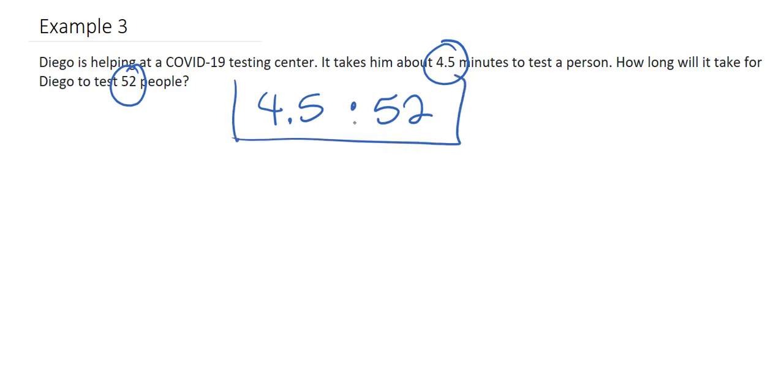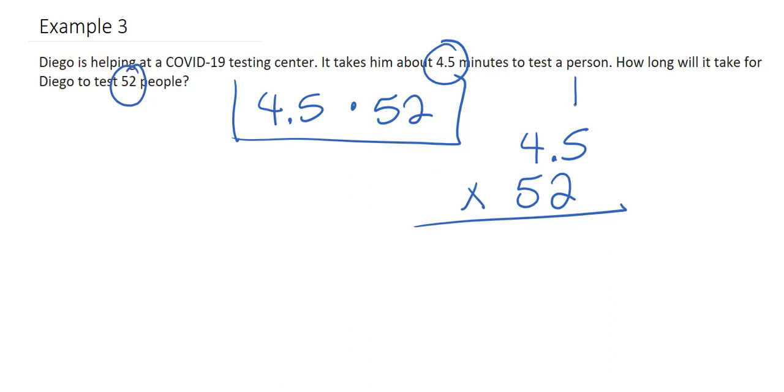So let's go ahead, we could put the 4.5 on the top or on the bottom, it doesn't matter. Right, we're just lining up the digits. So we have the first digit over here. We're ignoring the decimal. So we're going to start with the 2 to multiply. So 2 times 5 is 10. Carry the 1. 4 times 2 is 8 plus 1 is 9.